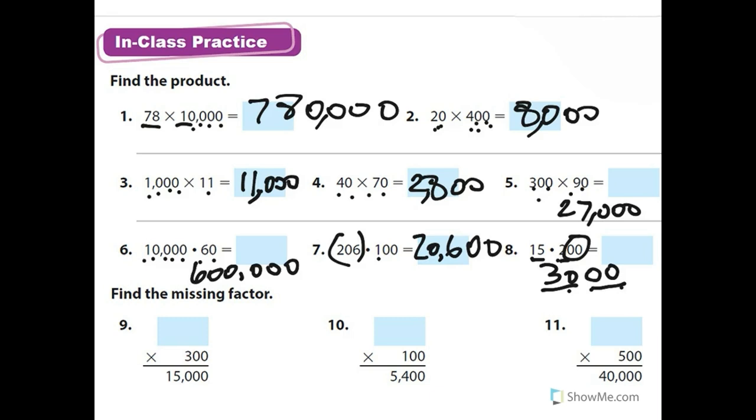All right, so something times 3 is 15. 5 times 3 is 15. Well, this has got 3 zeros in it, right? We've got 2 zeros here, so we need 1 zero here. So 50 times 300 is 15,000 because 5 times 3 is 15, and then I add those 3 zeros. All right, you go ahead and solve 10 and 11, and then we'll go over it.